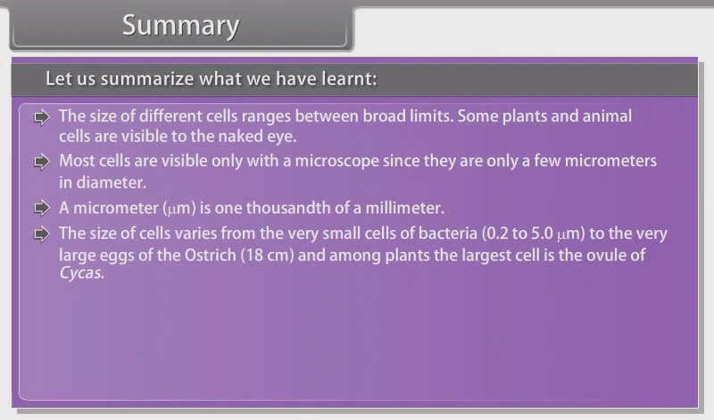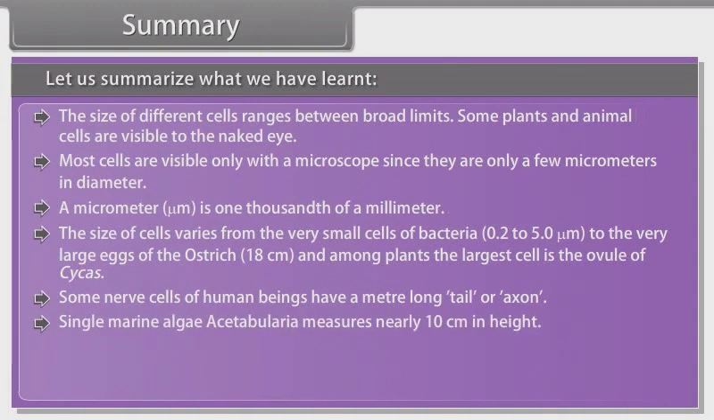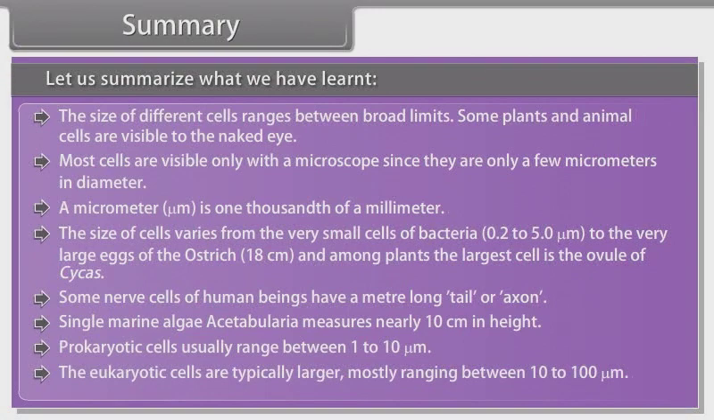And among plants, the largest cell is the ovule of cycas. Some nerve cells of human beings have a meter long tail or axon. Single marine algae, Acetabularia, measures nearly 10 centimeter in height. Prokaryotic cells usually range between 1 to 10 micrometer. The eukaryotic cells are typically larger, mostly ranging between 10 to 100 micrometer.